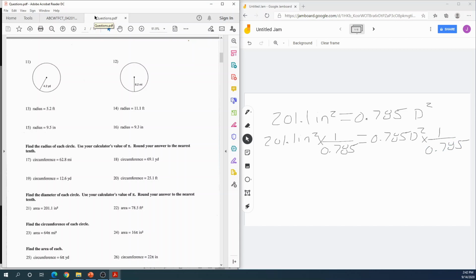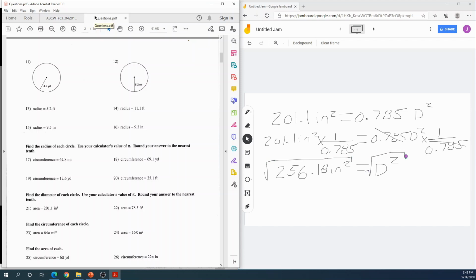So we have 201.1 inches squared divided by 0.785. This is going to give us an answer of 256.18 inches squared on the left side of our equation. On the right side of our equation, the 0.785 is going to cancel, and we're left with just diameter squared. So the next step of this process is going to try and isolate d. So again, we want to take the square root of both sides of the equation.